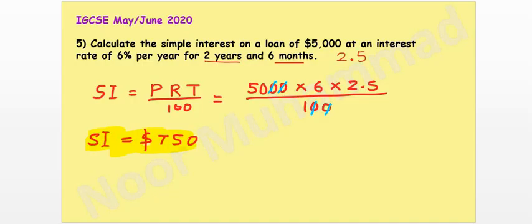So here is the answer for this question, because it is a very simple question. You have to find the simple interest. So you will write the formula and put the values into the formula and just simplify it, and you will get the amount of the simple interest.